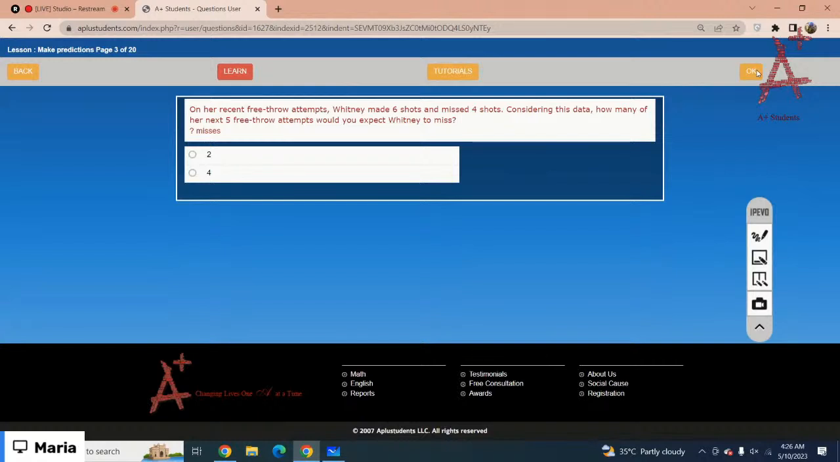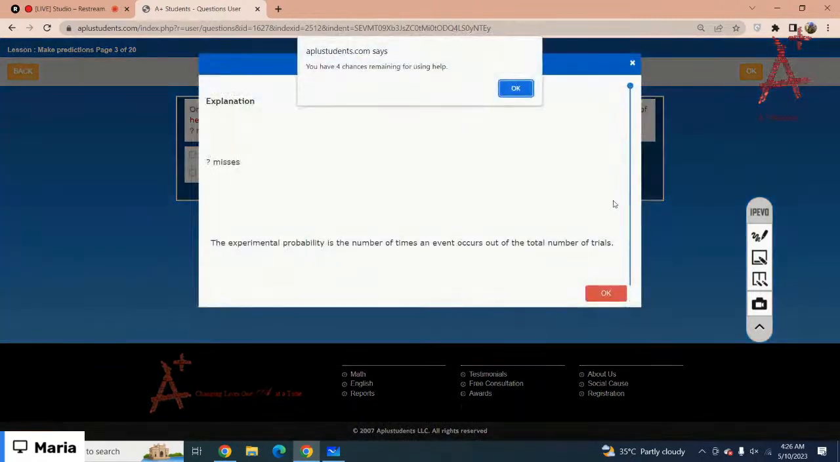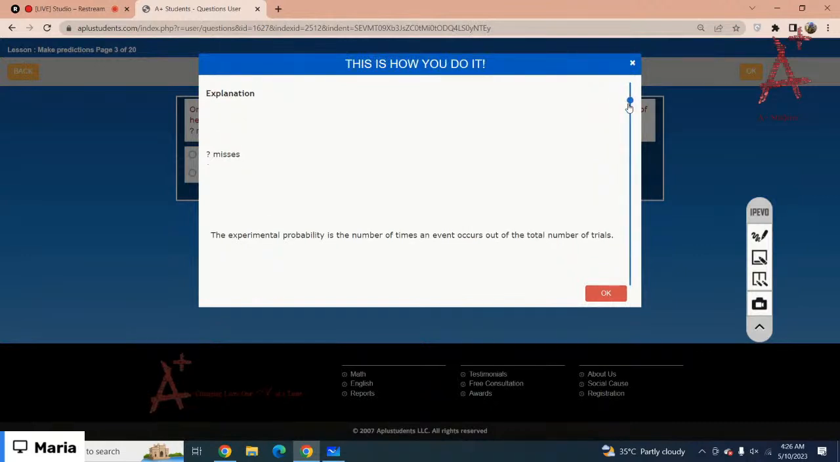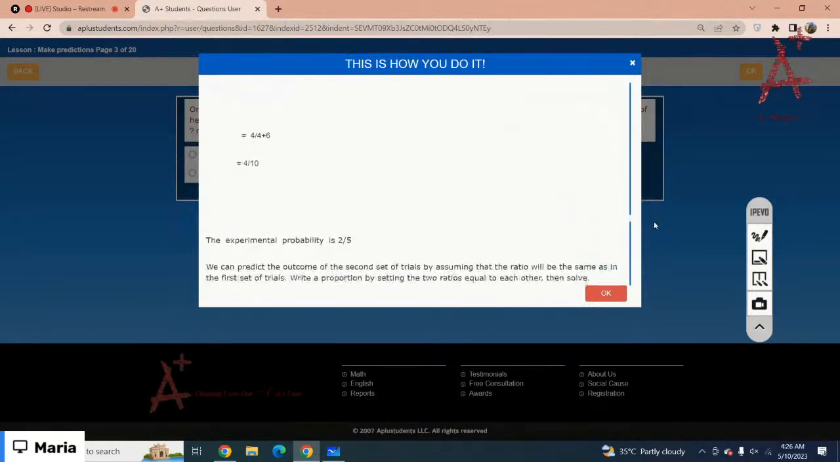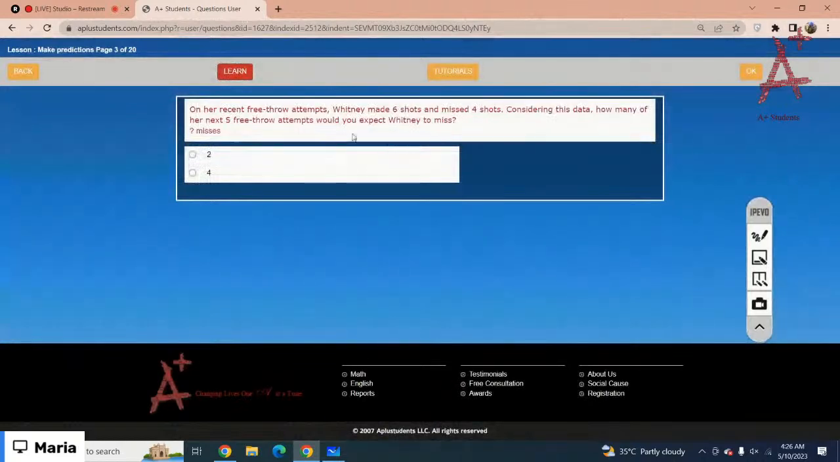You need to calculate 66% of the 5 shots. Got it? It would be 2. The proper 4 out. Oh, the total shots are 10. Sorry, sorry. Whitney made 6 shots and missed 4 shots. So the total shots are 10.